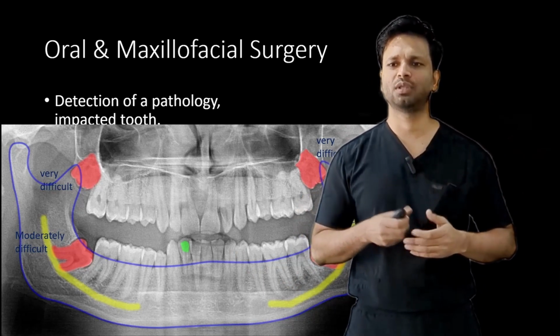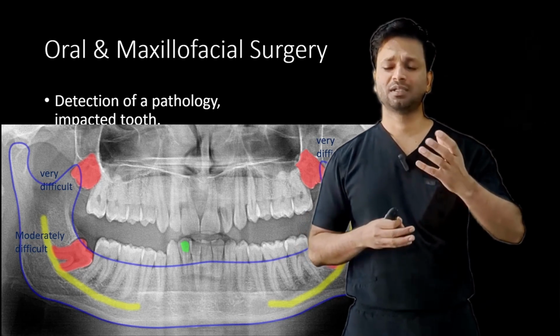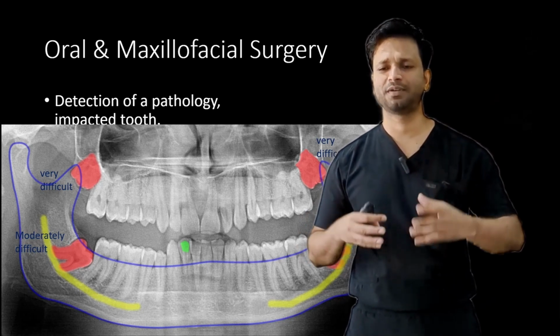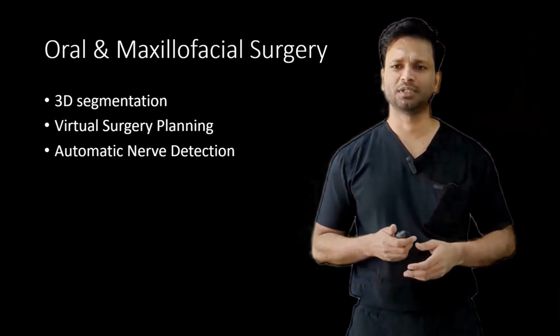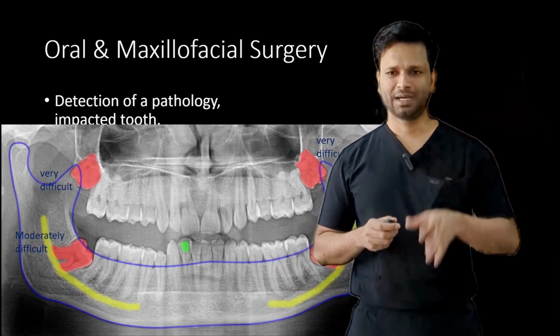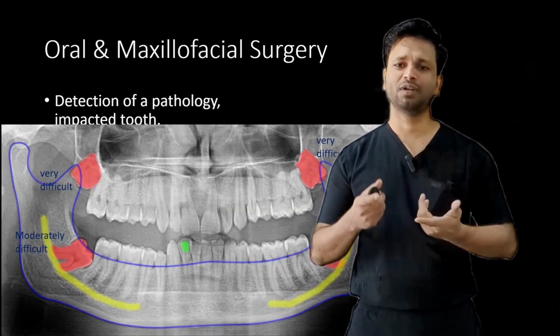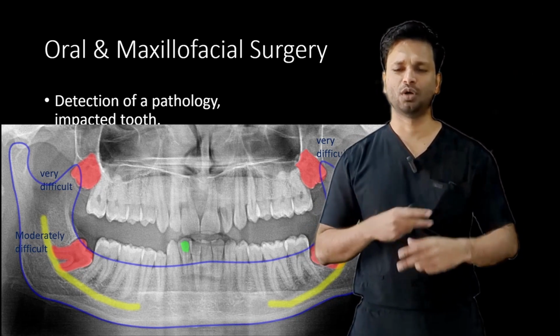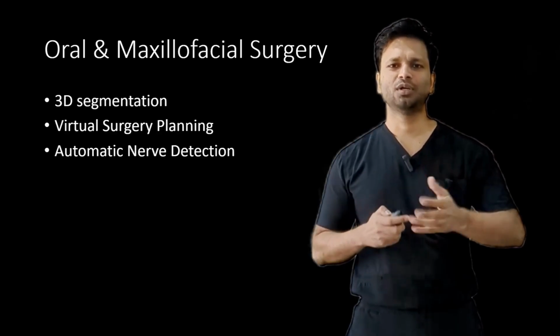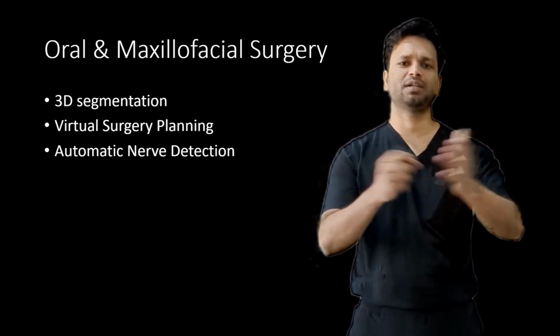Here the AI has shown that for these impacted teeth, surgical removal is going to be moderately difficult for the lowers and very difficult for the uppers. Although I disagree with this, I feel the upper one will be easier compared to the lower one. But again, as I told you earlier, it should be used as an adjunct, not a replacement.